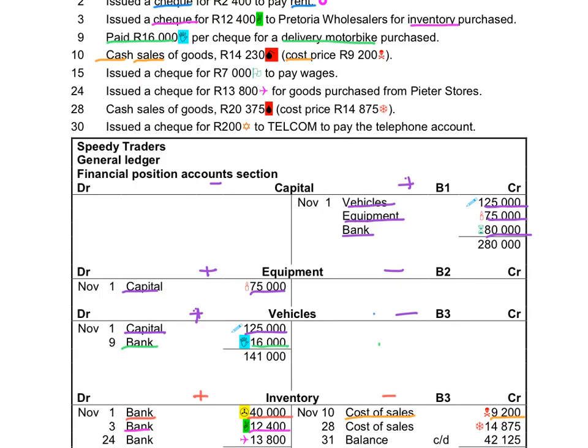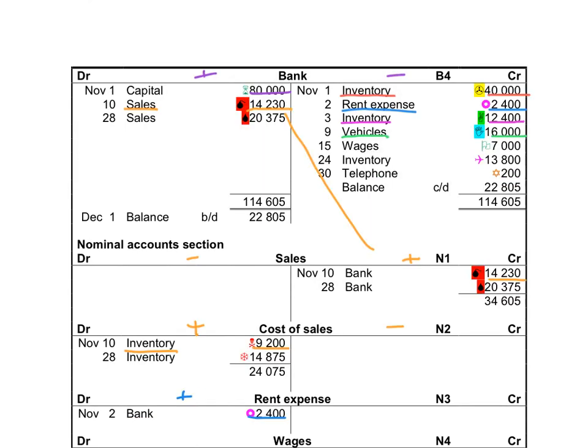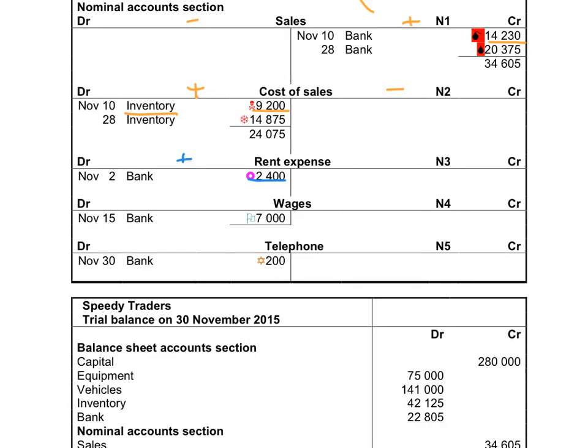Issued a check for 7,000 to pay wages. So we've taken money out of the bank. One entry will be in the bank account to pay wages, so the double entry will be in the wages account. The bank account was credited with the 7,000 because the money in the bank reduced, and the wages account was debited with the 7,000 to increase the expense on the debit side.